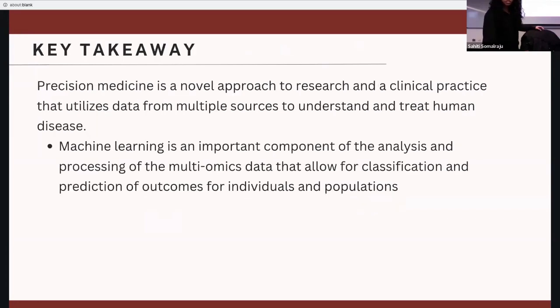So yeah, the key takeaway from this mini review paper was that precision medicine is a novel approach to research and clinical practice that utilizes data from multiple sources to understand and treat human disease. And machine learning is a very important component of the analysis and processing of the multi-omic data that allow for classification and prediction of outcomes for individuals and populations.